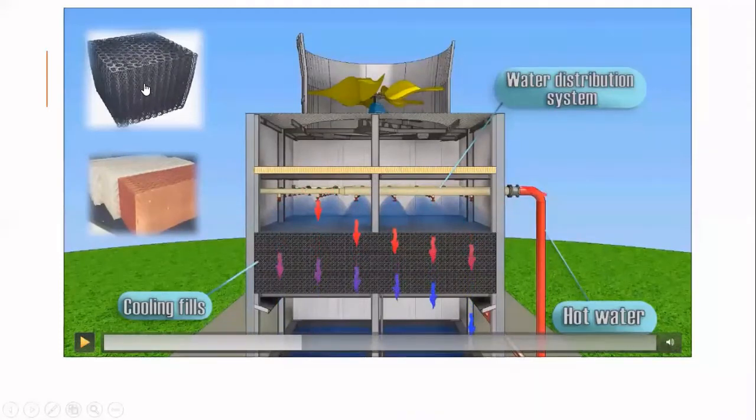So you can see the structure of the cooling fills. These are highly porous, some honeycomb structure or some structure like that might be used so that water can pass, but water will be passing very slowly, and it is highly porous so that air can go in the upward direction easily.